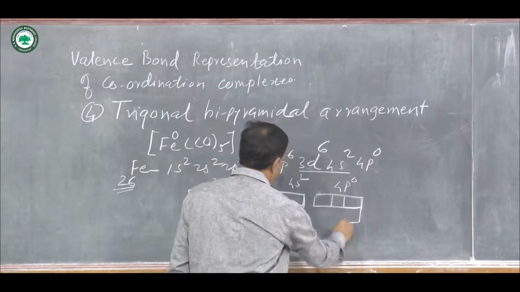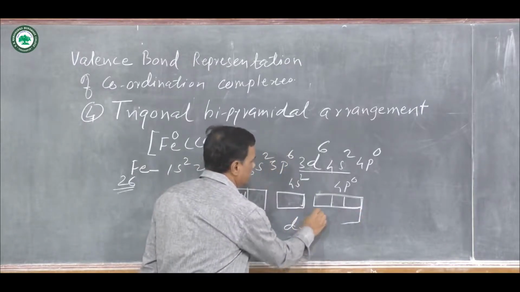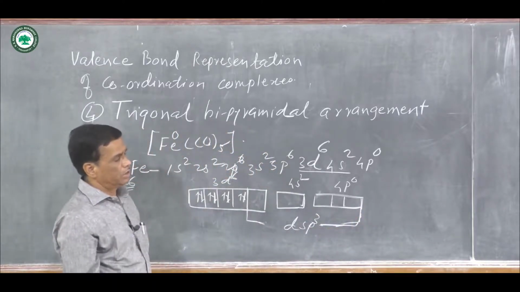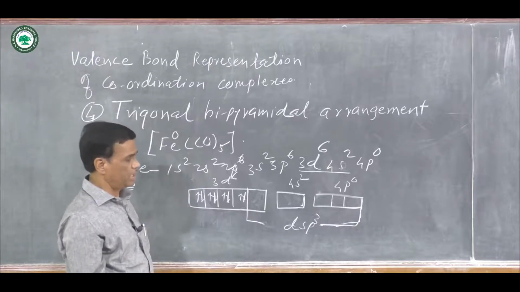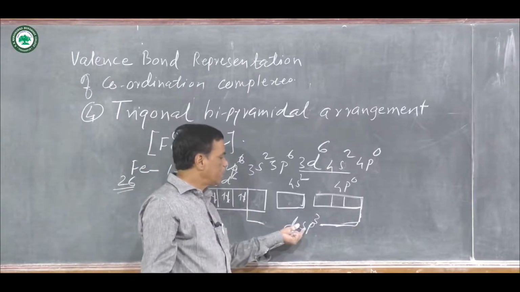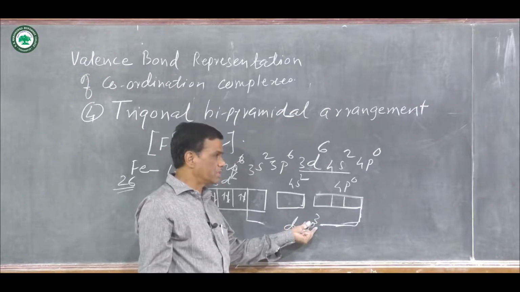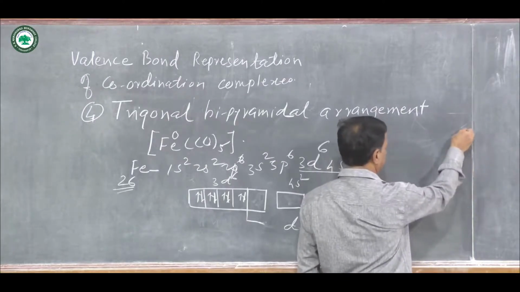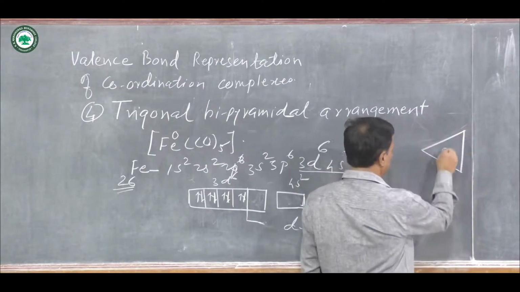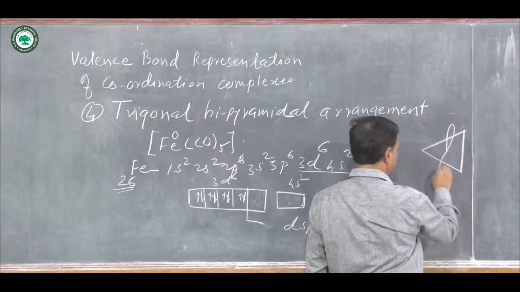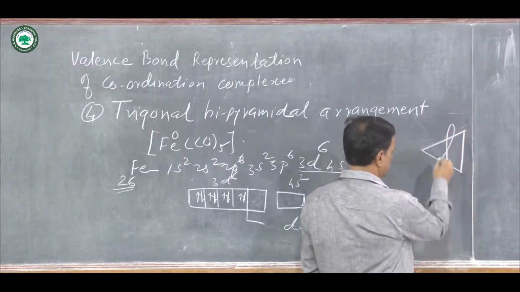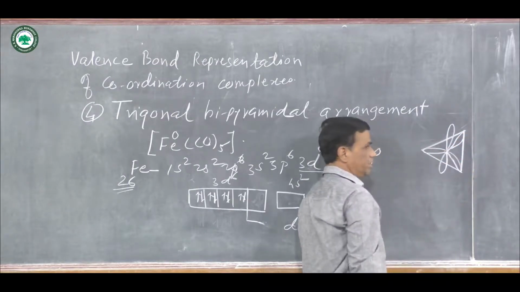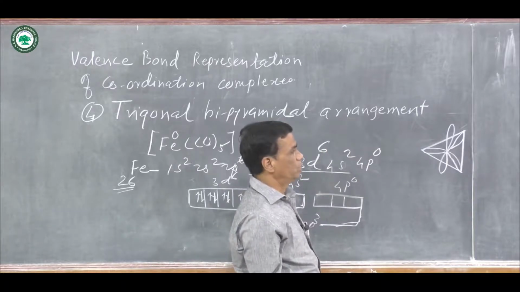of dsp3 hybridization. 1d orbital, 1s orbital and 3p orbitals combine, and the actual shape of that hybrid orbital is represented. There is a regular triangle. At the center position there is a metal ion, one lobe above the plane, a second below the plane, and for the 3 corners of the regular equilateral triangle, 3 lobes are there.